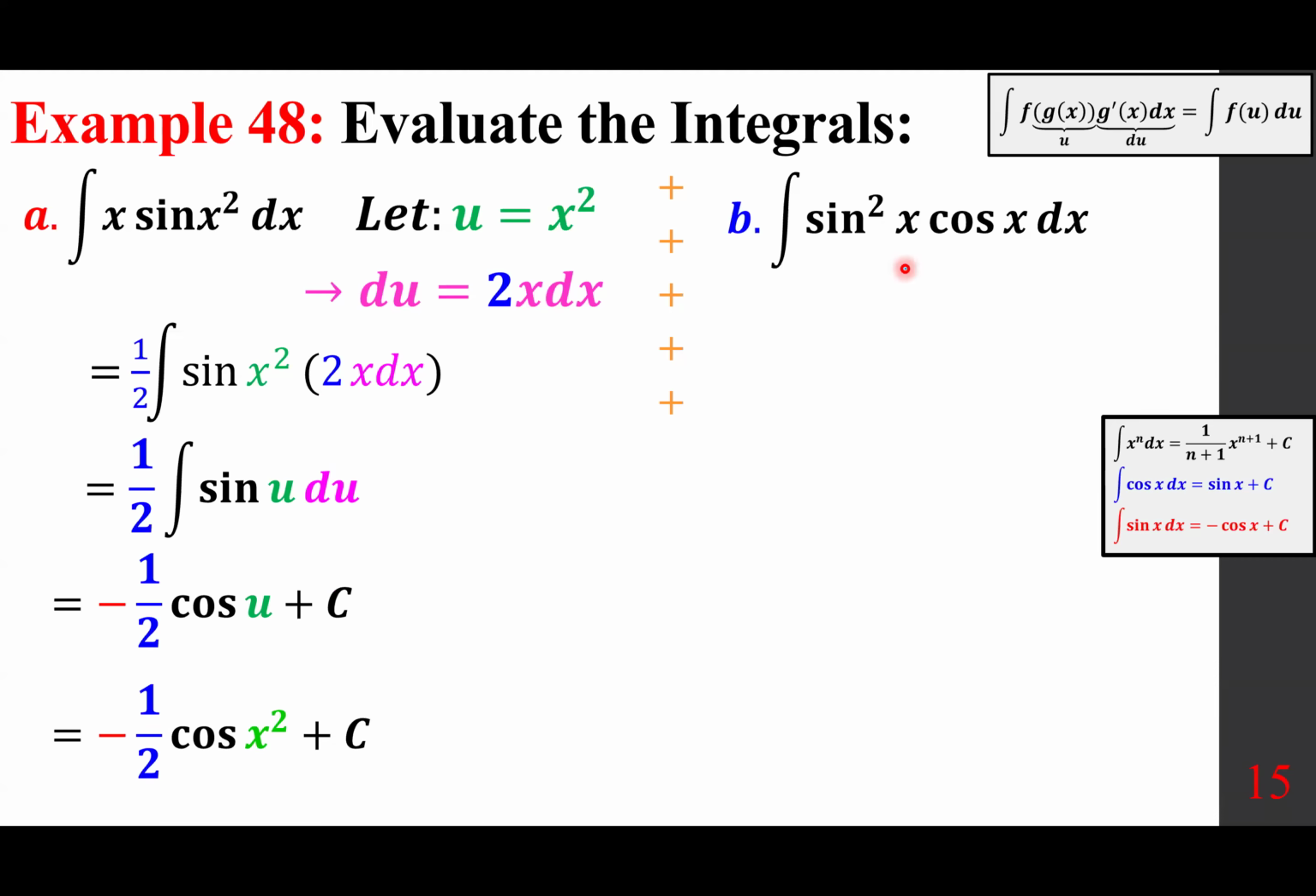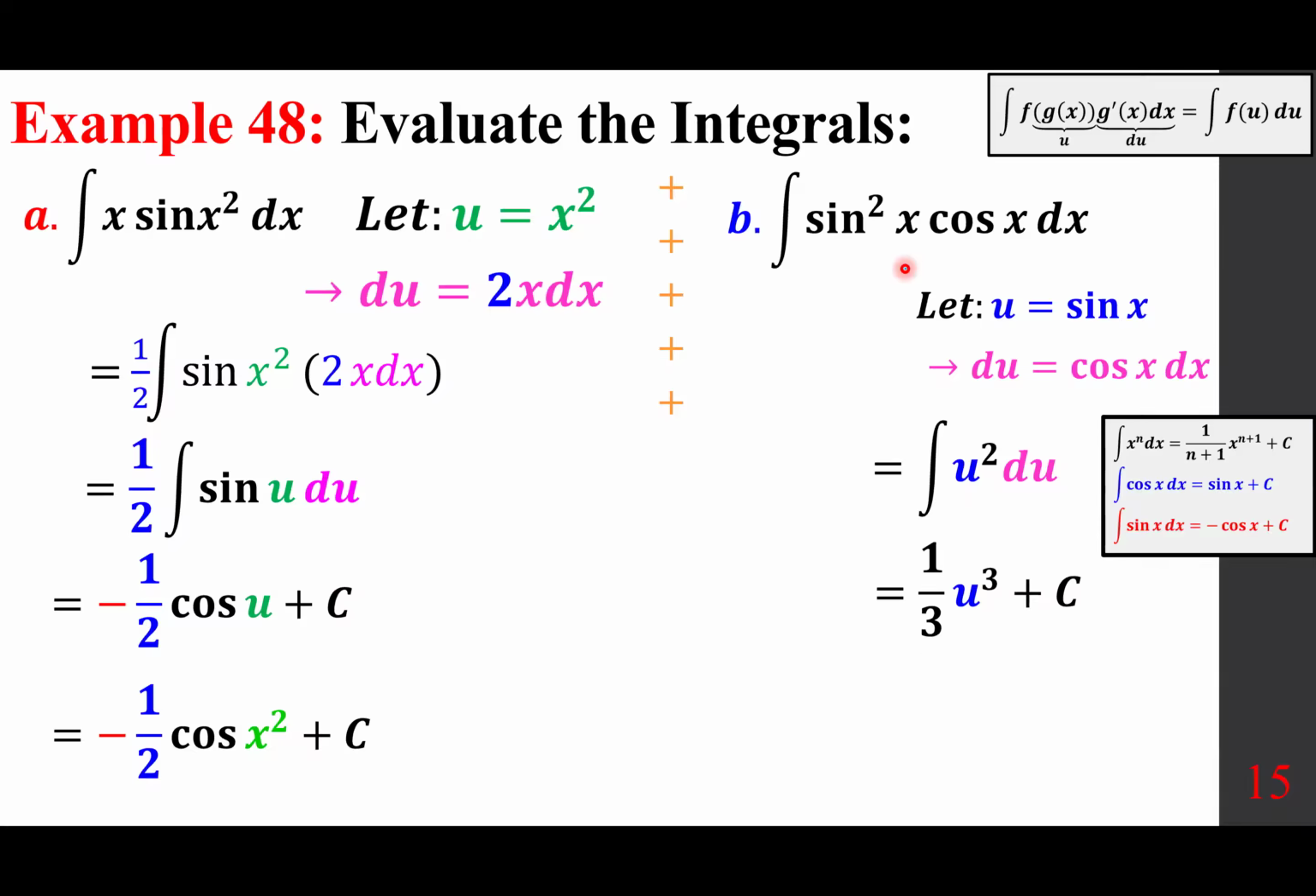However, in part B, sine and cosine, both of them are there. One of them has an exponent. The one with the exponent is a choice of u without the exponent. So sine x, the derivative is cosine x dx. And you notice it is u squared du, 1/3 u cubed and a constant, and you're done. So if sine and cosine, both of them are present, that's what you do.